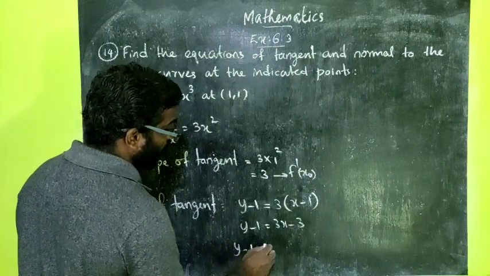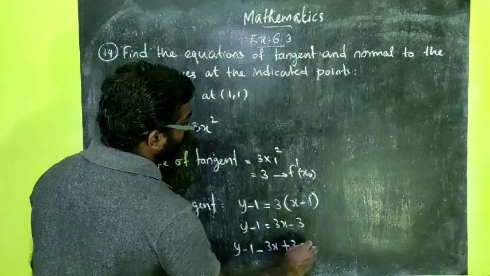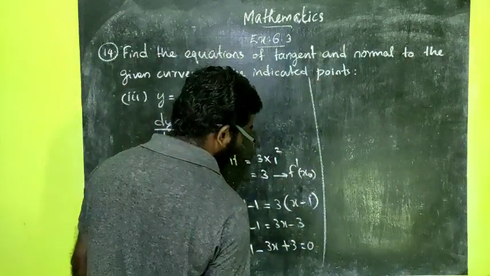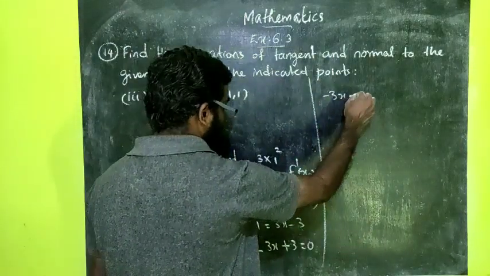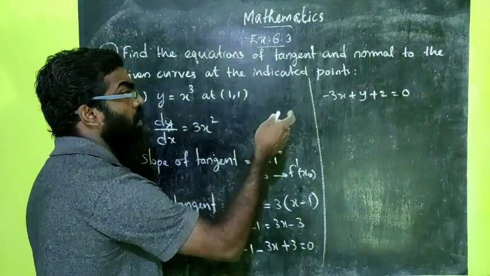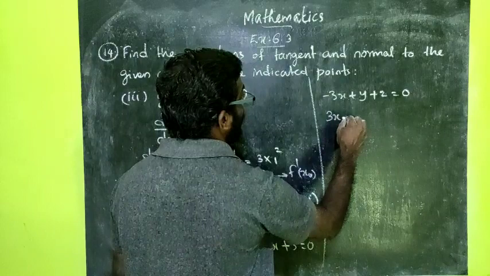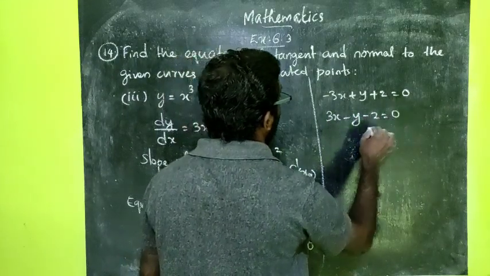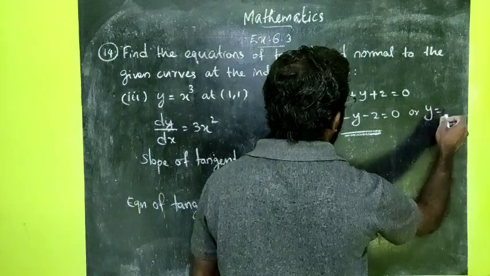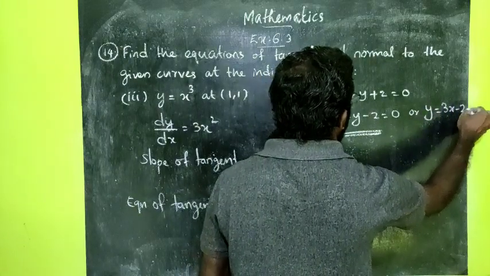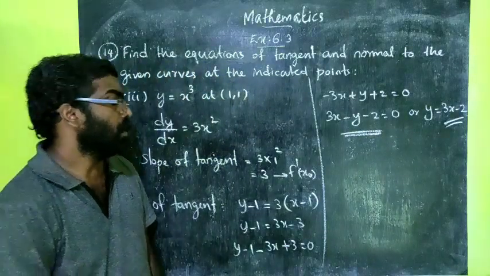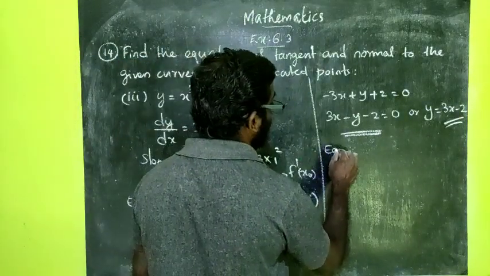y minus 1 minus 3x plus 3 is equal to 0, that is minus 3x plus y plus 2 is equal to 0. Here we can multiply by minus 1. We get 3x minus y minus 2 is equal to 0. Or we can write y is equal to 3x minus 2. Okay. Clear? Now the second is equation of normal.